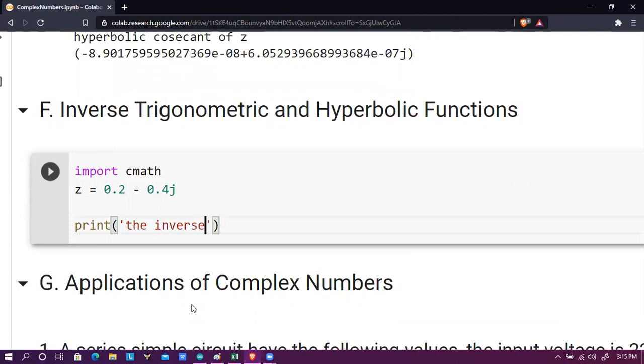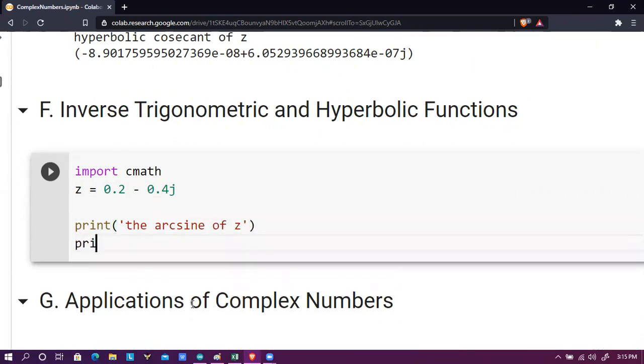Okay, inverse, or shall we say the arc sine. The arc sine of z. That's right. Now let's print the arc sine of z. For the arc sine of z, this is very simple. Just call on CMAT.